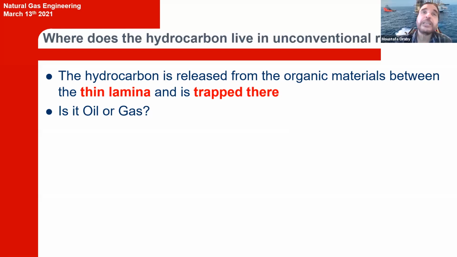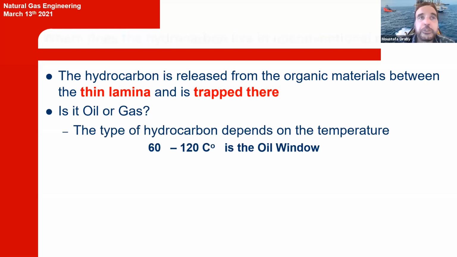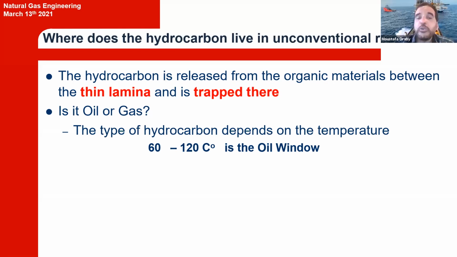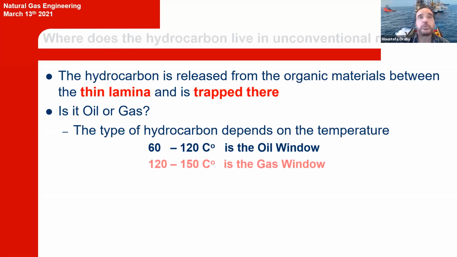Because you need to go back to the history. What are the conditions that these organic materials were subjected to? So is it oil or gas? It depends on the condition. The condition is mainly the temperature. Now, if the source rock was subjected to temperature between 60 to 120, that's an oil producer. If it is from 120 to 150 degrees centigrade, that's a gas producer.